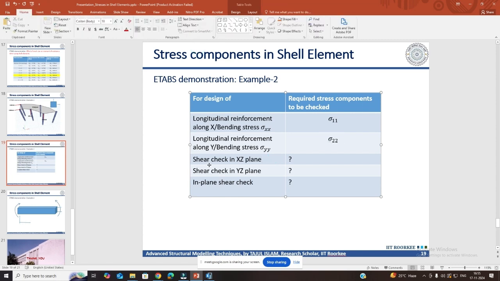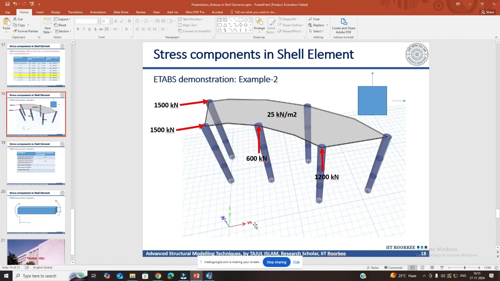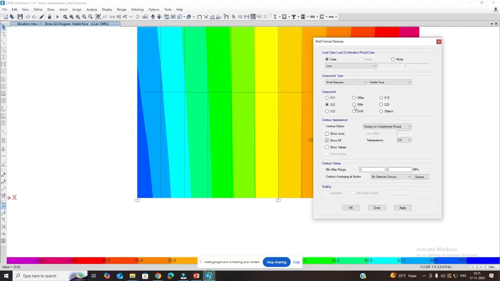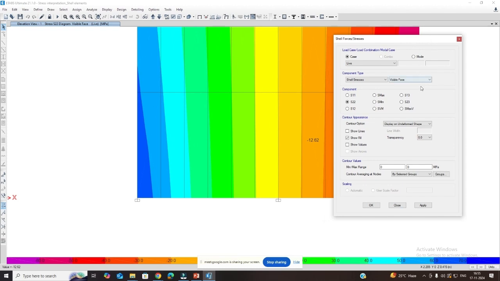Then I have to check the shear check in XZ plane. So this is the axis system. So you have XZ plane. Which stress component do I have to check from here? S12. S12. Yes. Anyone else? Is it S13? S13? Then anyone else?